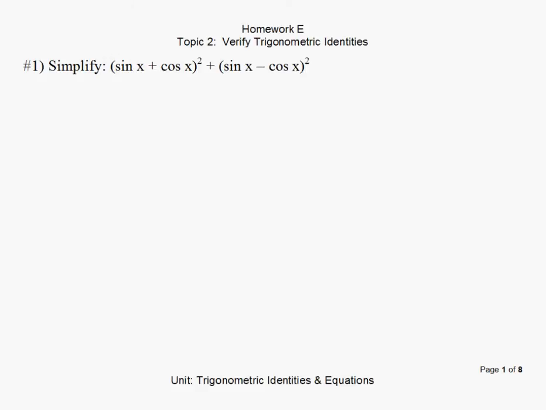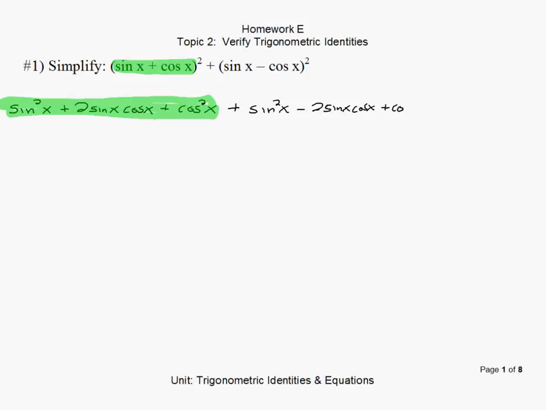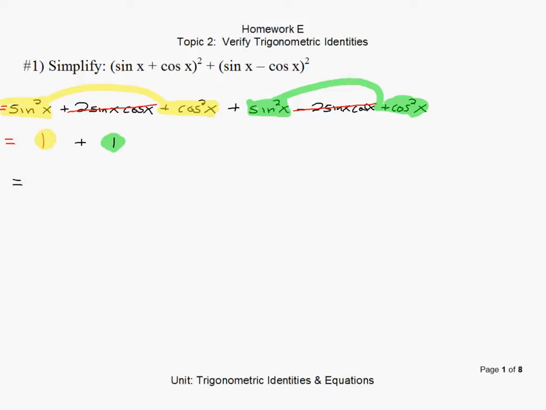Number 1, if you FOIL the first two terms, and you FOIL the last thing that's being squared as well, you'll notice that the 2 sine of x cosine of x cancels because you're adding 1 and subtracting 1. Then you're left with sine squared of x plus cosine squared of x, which is 1, and another sine squared of x plus cosine squared of x, which is 1. 1 plus 1 is 2.